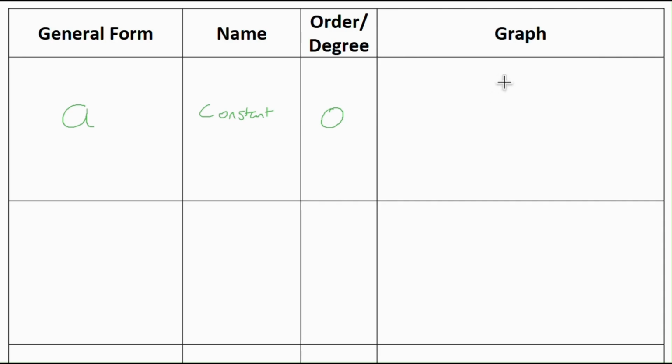And the graph of a constant will look something like, those are our axes, it looks something like this. It's a horizontal line going through at the value a.